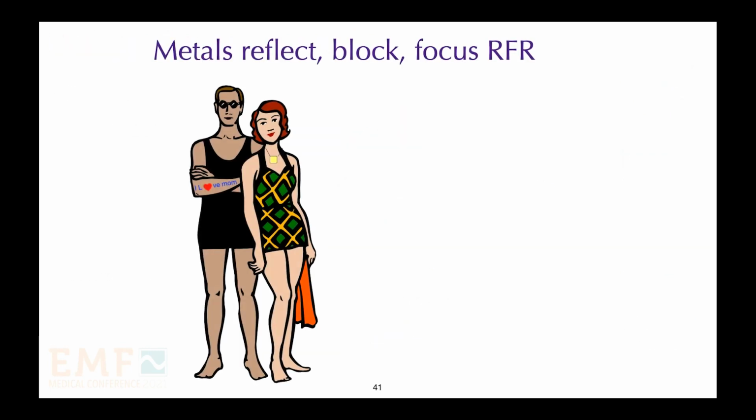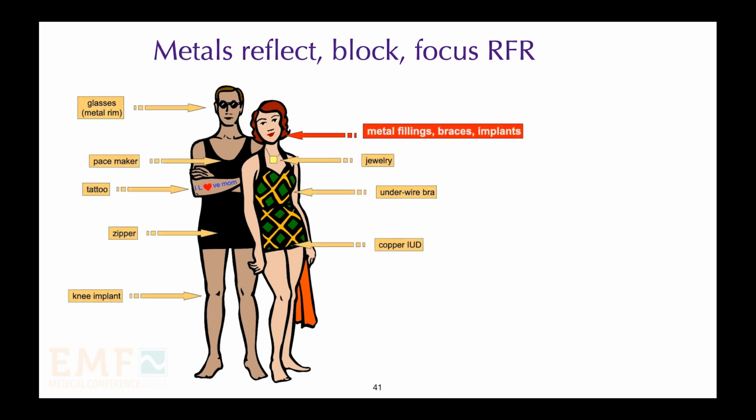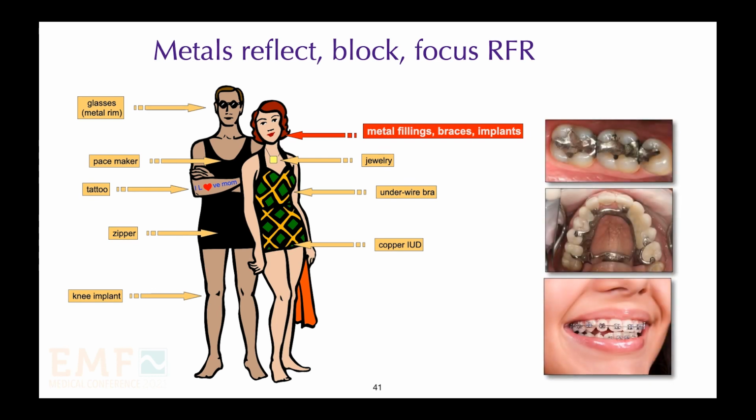A metal object can reflect, block, or focus radio frequencies, and that includes metal objects in or on our body. A major concern for students with braces or metal implants who are attending school with Wi-Fi. The Wi-Fi frequencies can reverberate through the brain. I know of one student who would pass out in the hallway of her school if she stood near a Wi-Fi base station for any length of time.